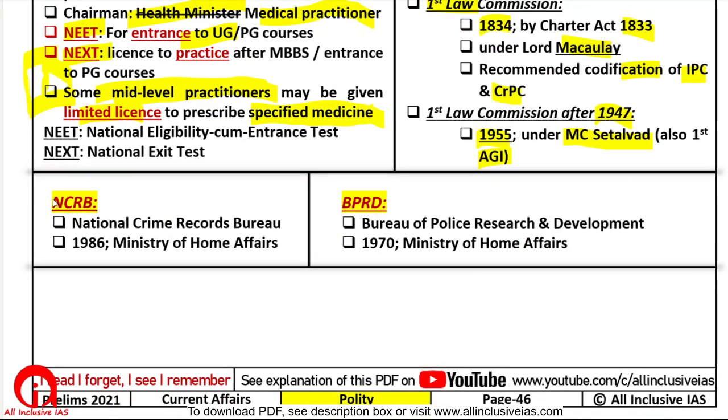National Crime Records Bureau. 1986, it is under the Ministry of Home Affairs. Bureau of Police Research and Development. 1970, under the Ministry of Home Affairs. So you have to just remember that these two bodies are under the Ministry of Home Affairs and the year of formation. I don't think UPSC will ask any more details.